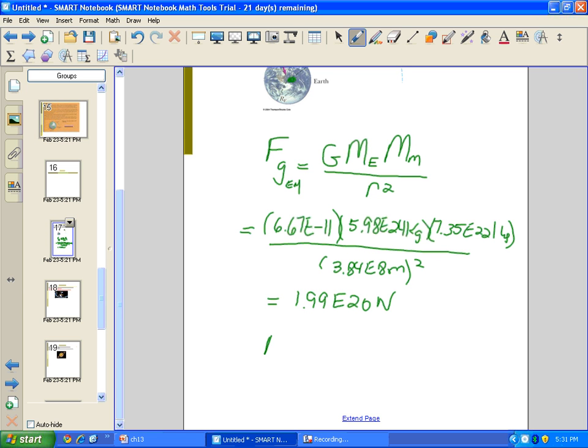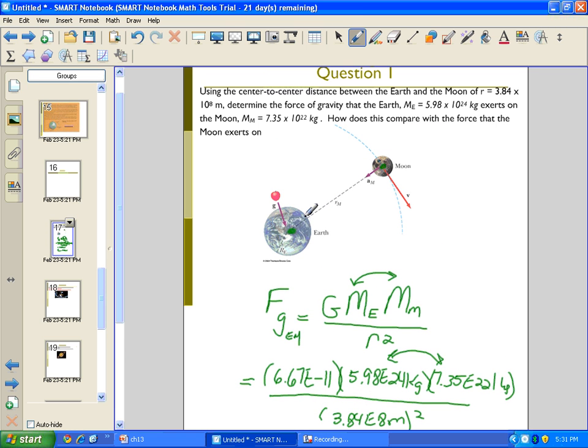What would be the force of gravity that the Moon exerts on the Earth? Newton's third law guarantees that it will be the same magnitude. And in fact, that's quite obvious here, because if we switch places between mass of Earth and mass of Moon, that is not going to change the product of the two masses. And so the magnitude will be the same. Of course, the direction will be reversed.